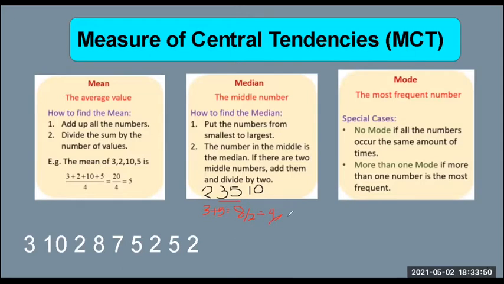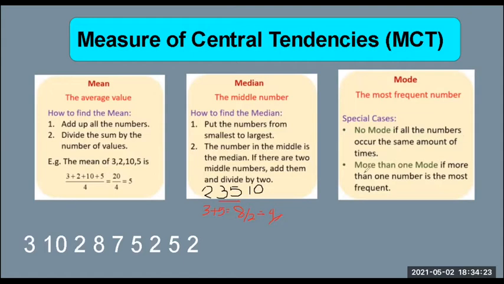Next, we have mode. So what is mode? Mode is the most frequent number. So how do you get the mode? Here, there are special cases. We have no mode if all the numbers occur the same amount of times. So there will be no mode if there is no number that would repeat twice, thrice, or more.